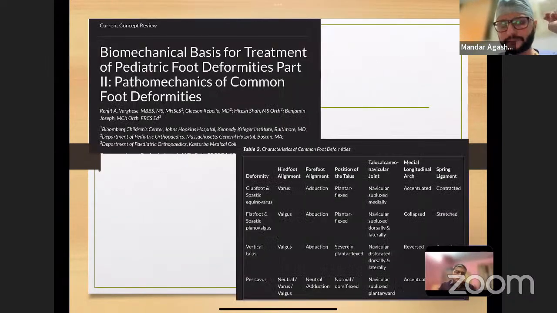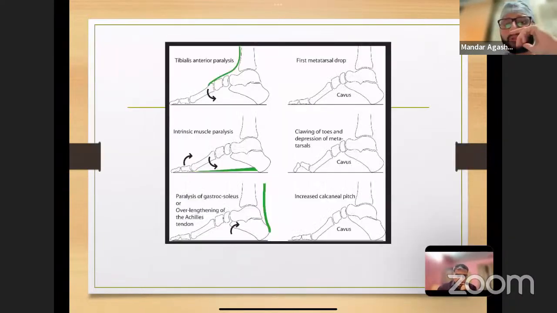Now, there are a few articles which I want the fellows to read. There is one article written by Professor Benjamin Joseph, Dr. Hitesh Shah, and Dr. Varghese, an excellent article on the biomechanical basis of treatment of various foot deformities. Dr. Joseph sir has described all the positions of the foot in various foot deformities. He has described pes cavus excellently, so I suggest the fellows read this article for better understanding.